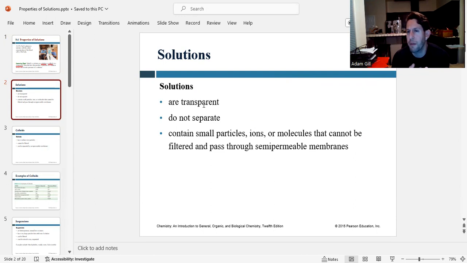You can see through them. They may be colored, but you can see through them, or light shines through them. They do not separate, and they contain small particles. Emphasis on the small. Those particles could be ions or molecules, and they pass right through a filter, and they pass right through membranes.